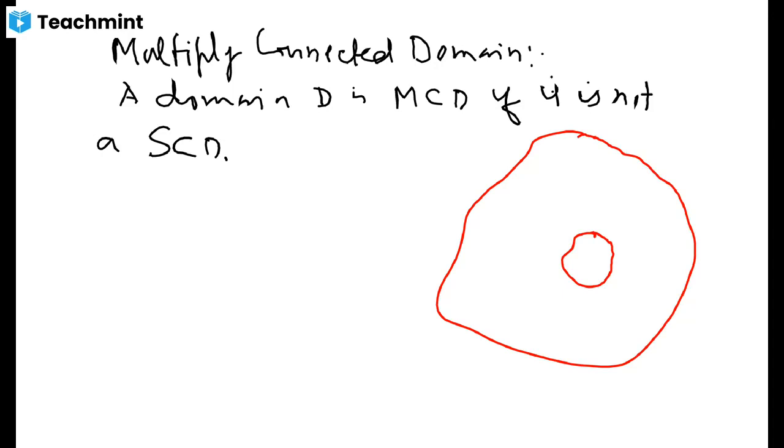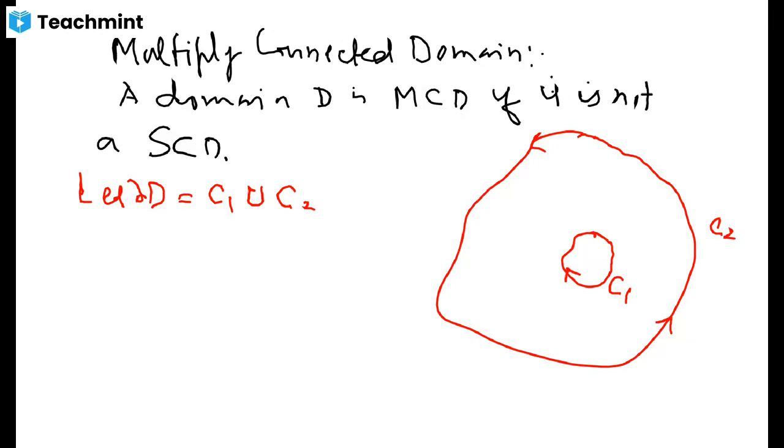Obviously this domain has two boundary components. The boundary of D has two components. Let one component be a contour C1 and the other component be contour C2. To see the orientation of these contours, you must remember how you choose the orientation when traversing the path of the contour: your domain must lie to the left of you. So the orientation of the outer contour has to be anticlockwise, and the orientation of the inner contour will be clockwise.